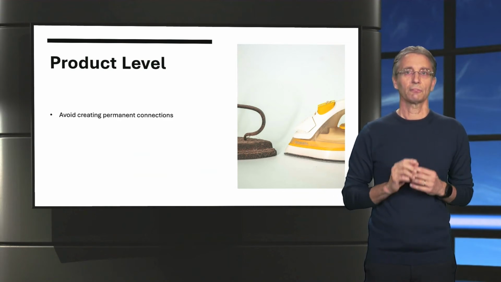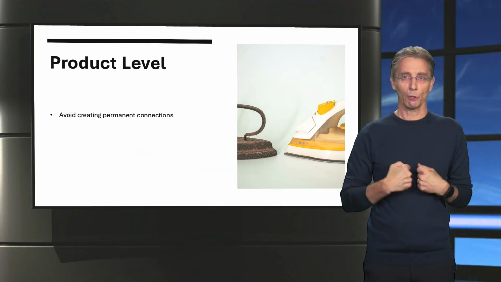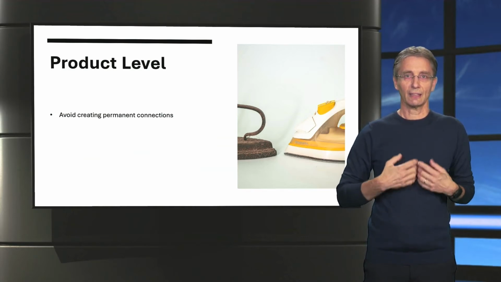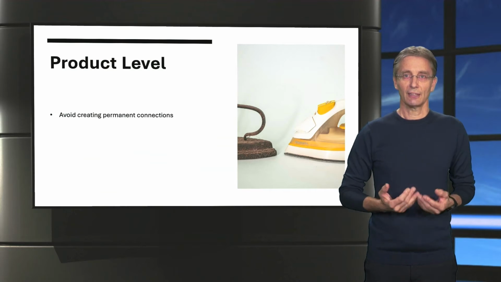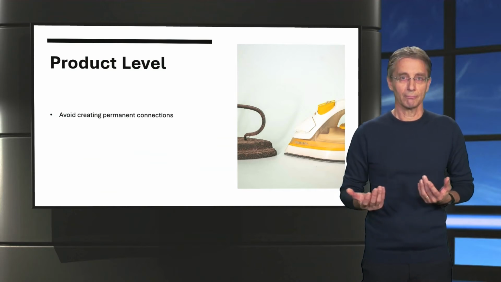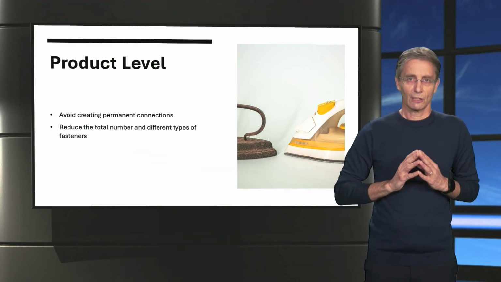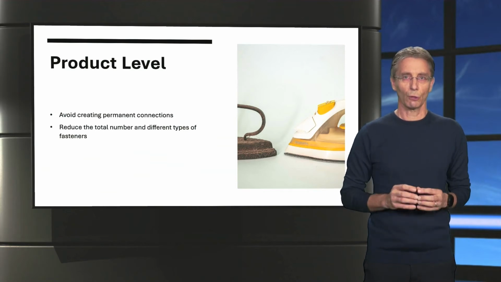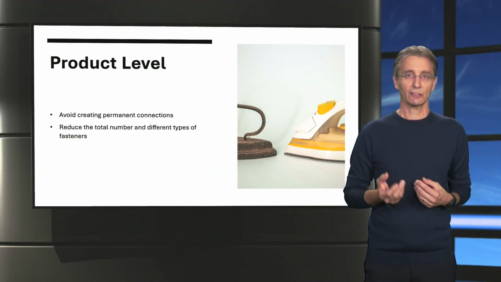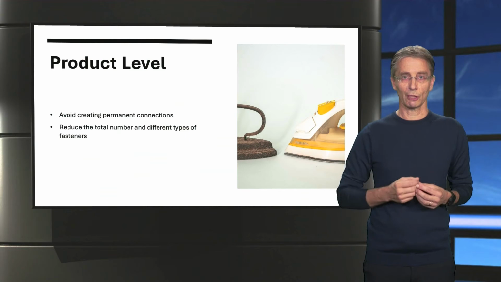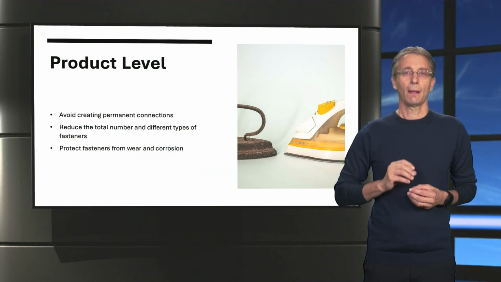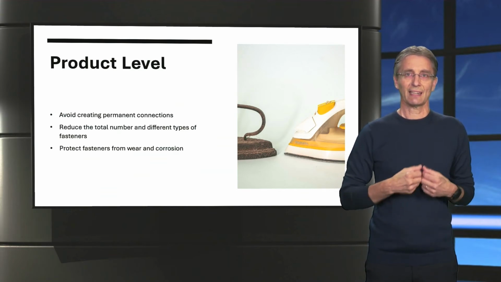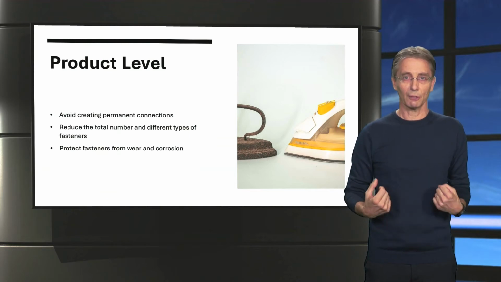Finally, let's look at the fasteners that keep the product together. The most important thing is to avoid creating permanent connections. Instead, consider using click fingers, snap fits and screws that easily break down. Try to reduce the complexity of your product by reducing the total number of fasteners as well as the different types of fasteners that you use. Make sure that fasteners are protected from wear and corrosion, so they can be broken down at the product's end of life.